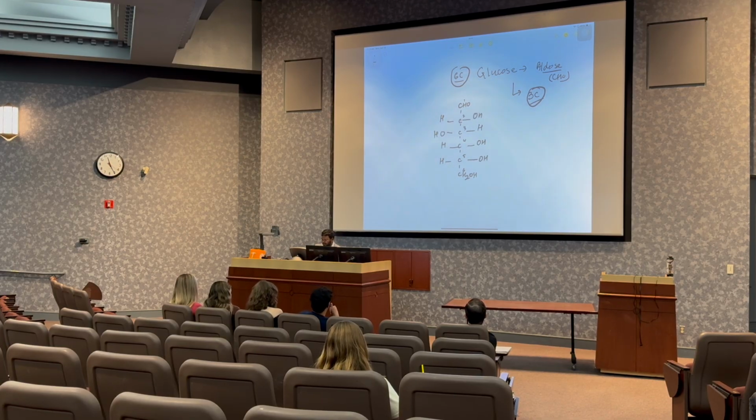The only thing you have to remember is the third carbon, OH on the left side, and the other OH on the right side. That's it. Now I'm not sure whether I drew the structure correctly or not.